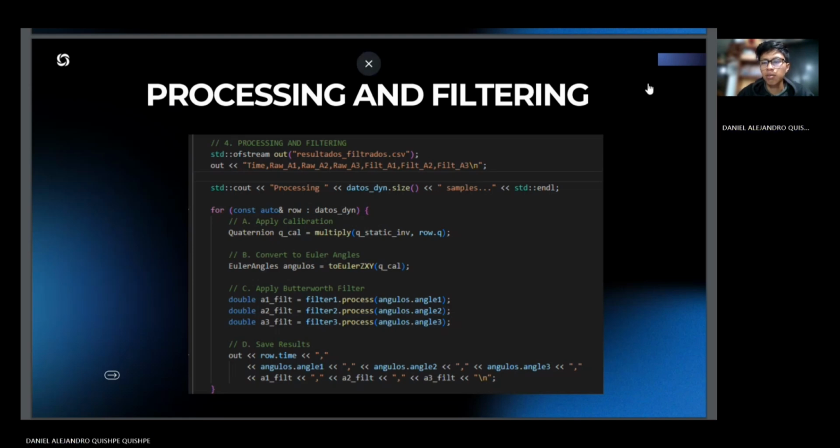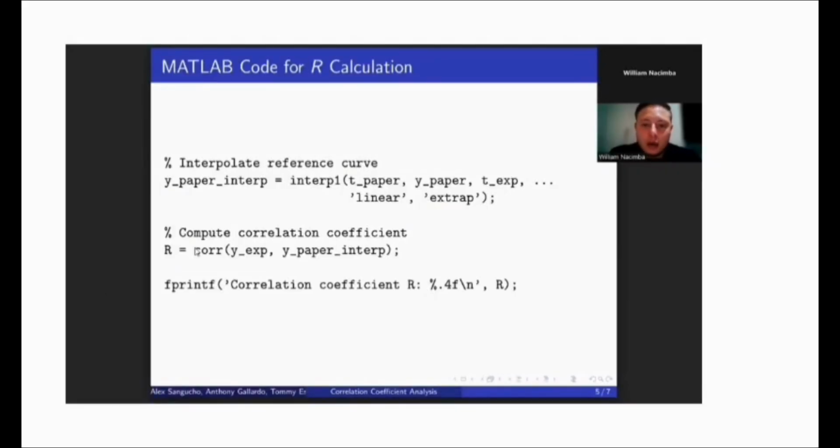Thank you. Here we have our code. We run this code and we obtain the value for R, and this value is 0.9073. What does this indicate? Well, this indicates a strong positive correlation between the experimental data and the reference curve. These results suggest that both signals have a very similar temporal behavior, despite experimental noise and measurement variability.